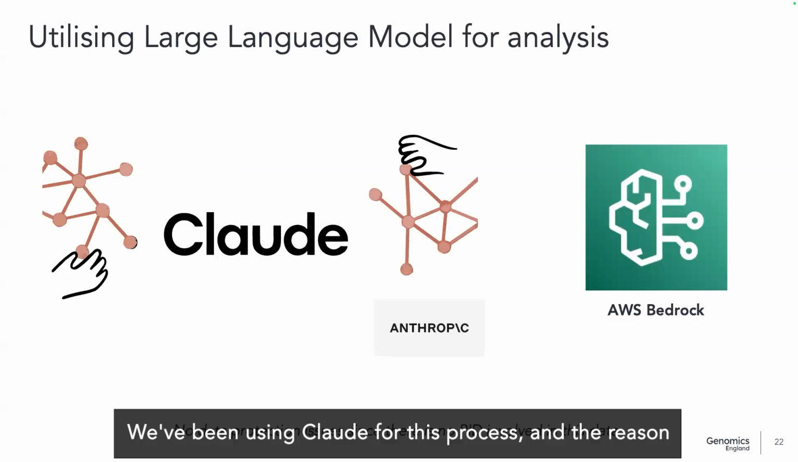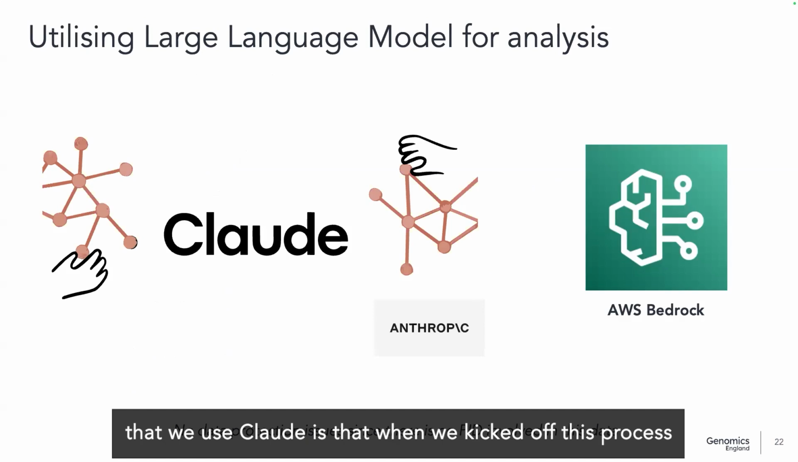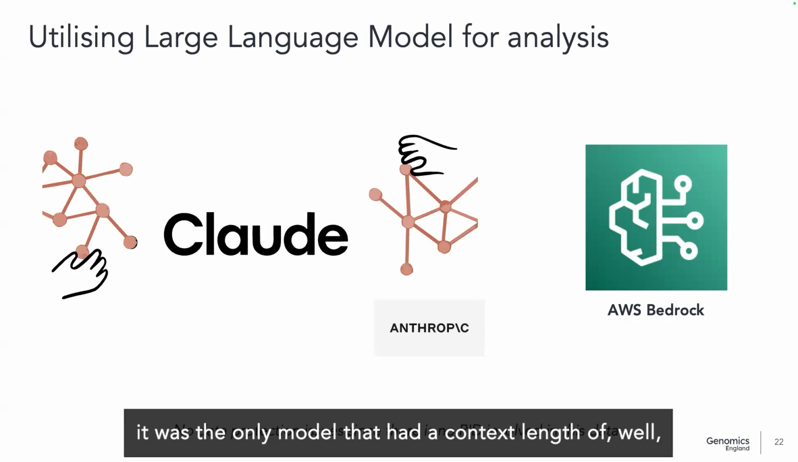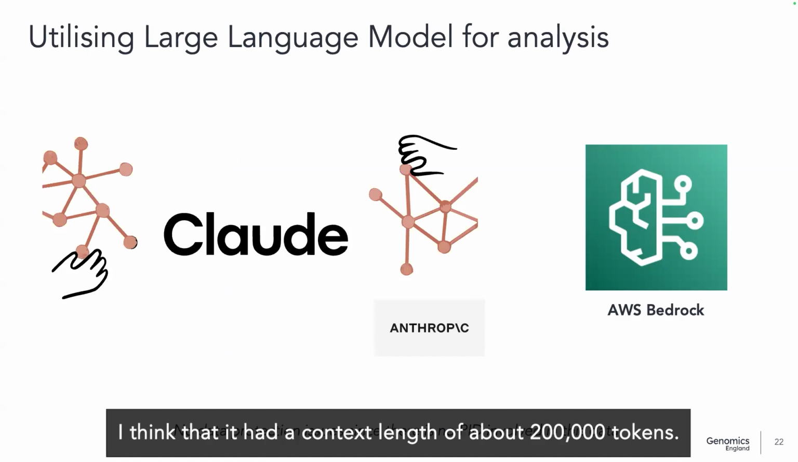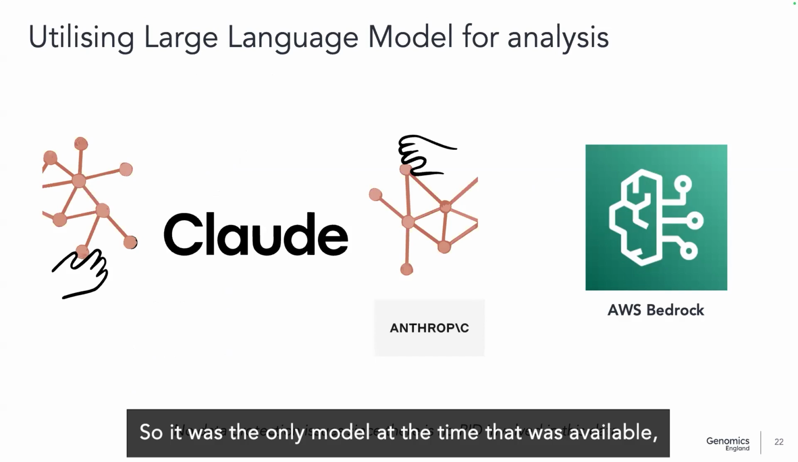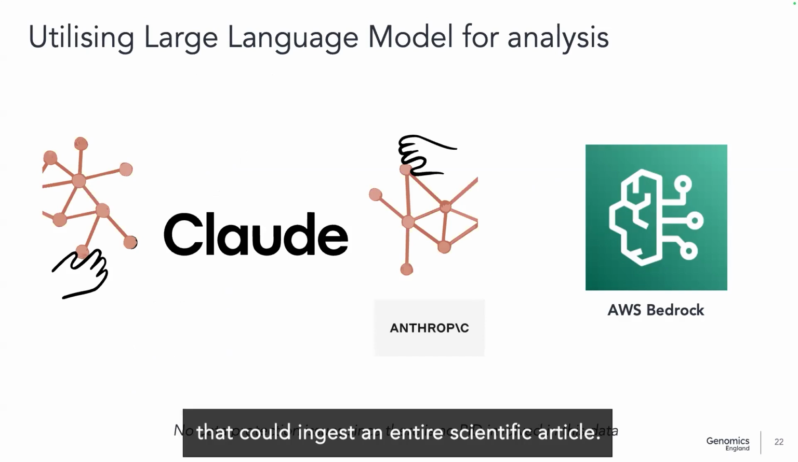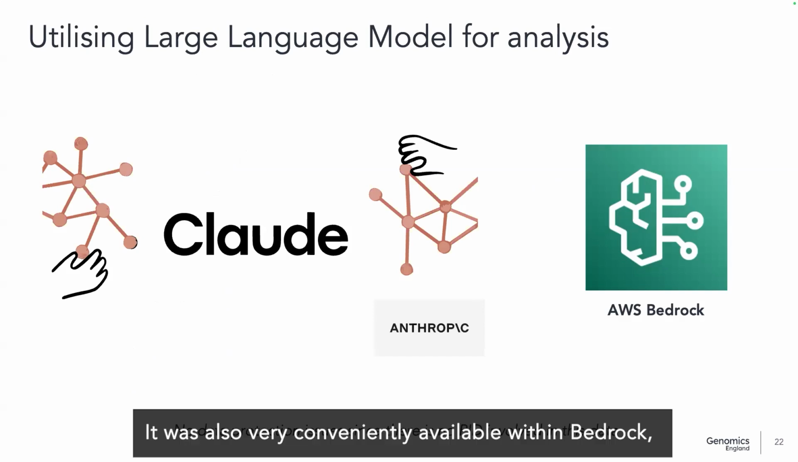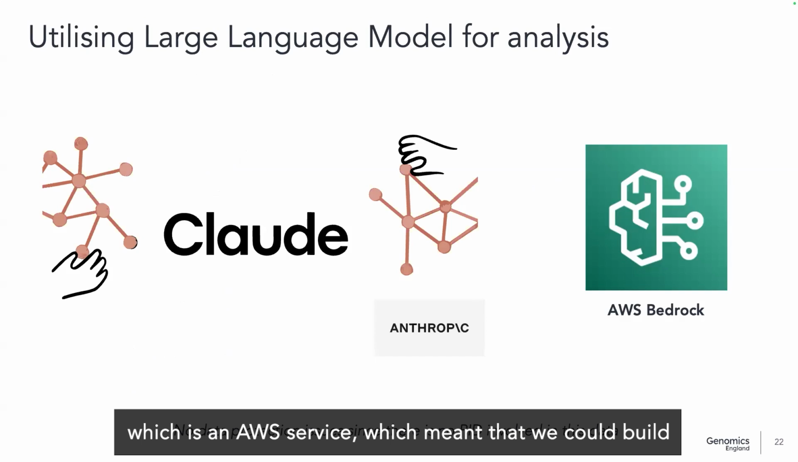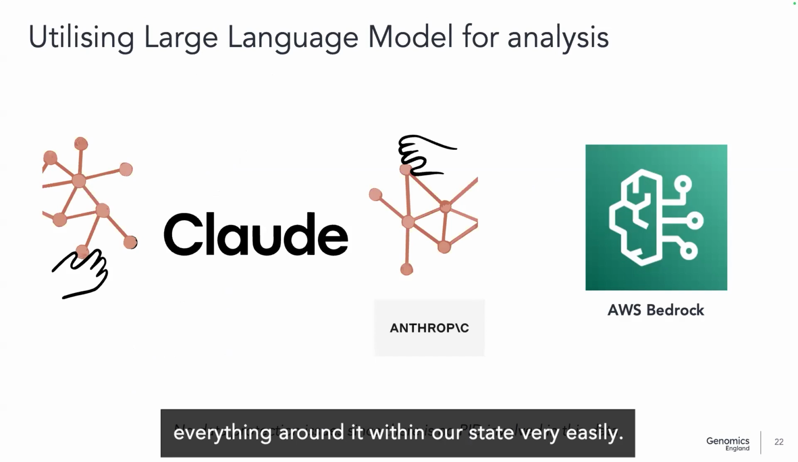We've been using Claude for this process, and the reason that we use Claude is that when we kicked off this process, it was the only model that had a context length of, I think, about 200,000 tokens. So it was the only model at the time that was available that could ingest an entire scientific article. It was also very conveniently available within Bedrock, which is an AWS service, which meant that we could build everything around it within our estate very easily.